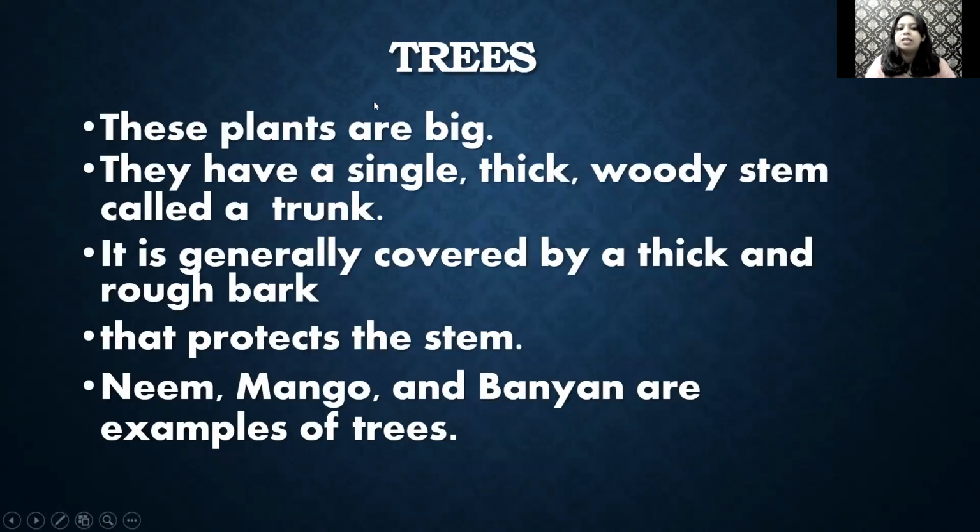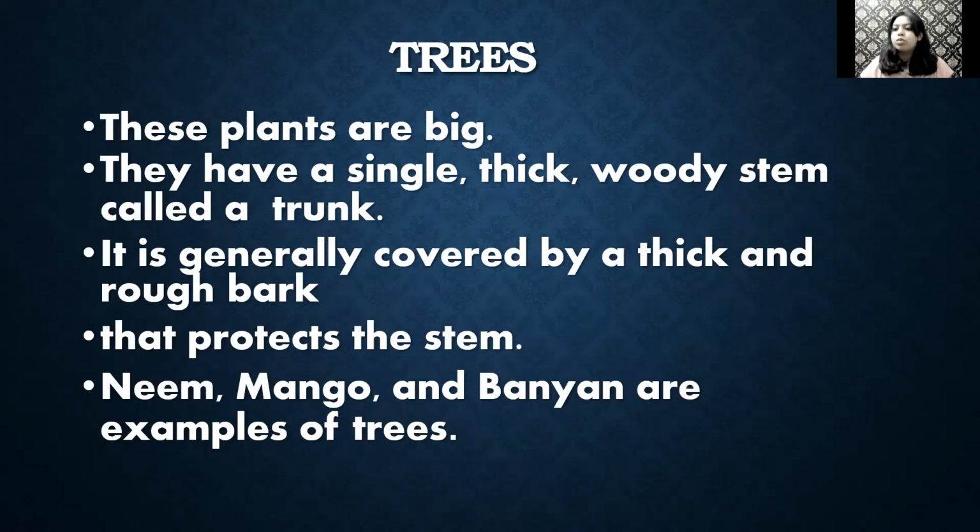So what are these plants? These plants are big, and what else? They have a single thick woody stem called a trunk. The thick woody stem that we see is called a trunk. It is generally covered by a thick and rough bark.